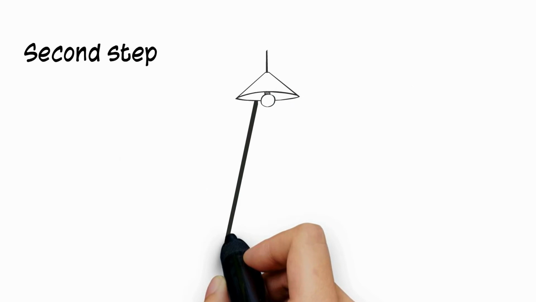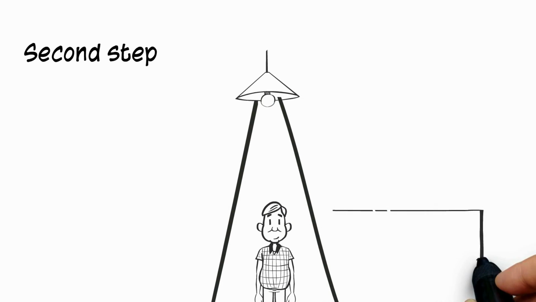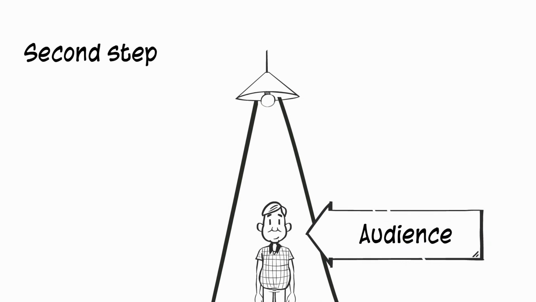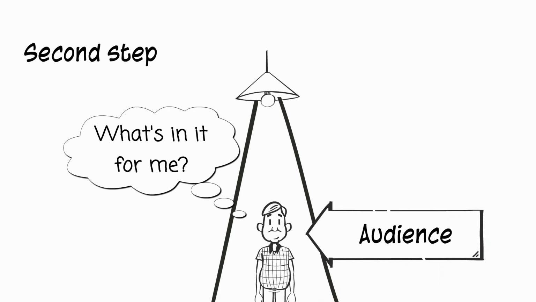So the second step of the formula is to put the flashlight on your audience. Now the first step was to interrupt their pattern so you can get their attention, and we did that by using an enrolling question. Now the second step is to put the flashlight on them, which means you direct the attention back at them. And the fastest way to do that is to answer the dominant question they have in their mind, and that's, what's in it for me?